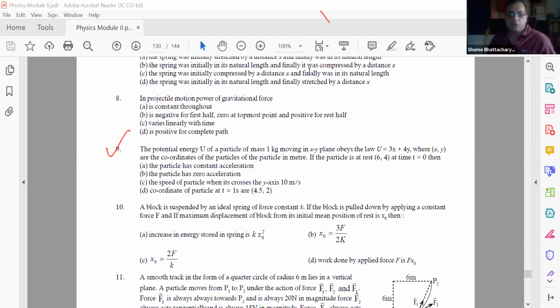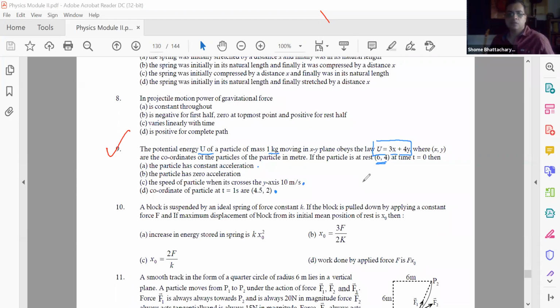Okay, so anybody got this question or got an idea how to solve it? See what is happening. The potential energy of a particle of mass 1 kg obeys this principle. If the particle is at rest at this point of time, then what can we say about the acceleration of the particle? And when it crosses the y-axis, what can we say about the speed? So basically we have to find the path of the particle because we want to find the coordinate, the speed and all this. So we have to apply work energy theorem, but we also have to understand the direction of its motion. So we have to talk about force.